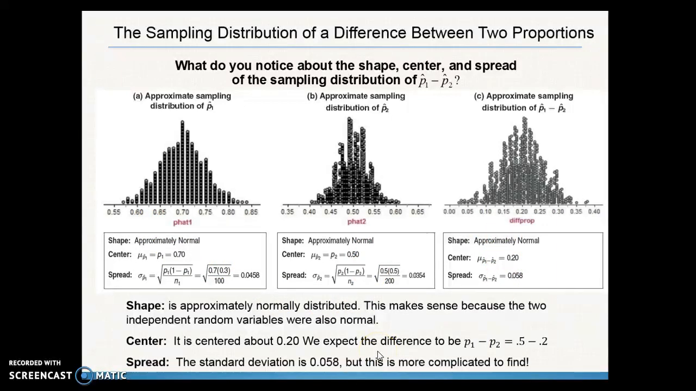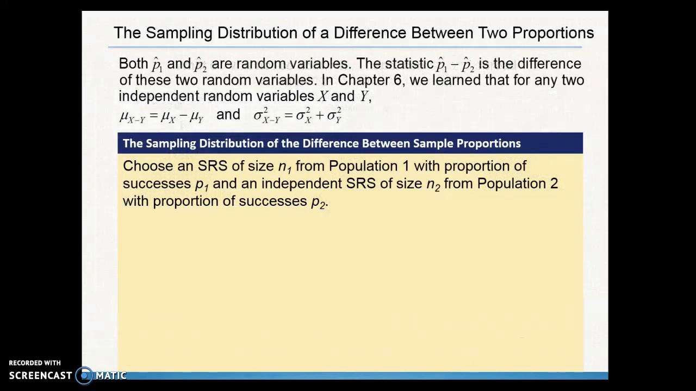Okay, and then the spread is 0.058, but I said we'll talk about in a minute how we find that new standard deviation of p hat 1 minus p hat 2. Both p hat 1 and p hat 2 are random variables. When we take a look at p hat 1 minus p hat 2, it's the difference between the two random variables. So we just found the distribution of subtracting the two because we're seeing what is the difference between the two schools that did their homework.